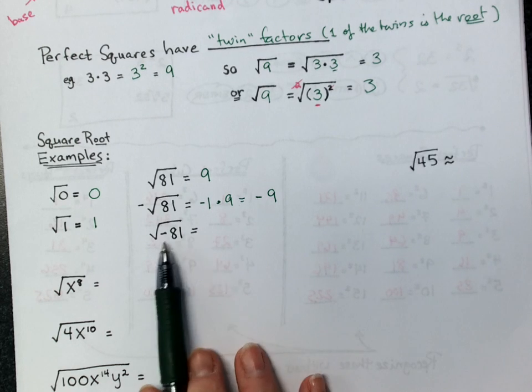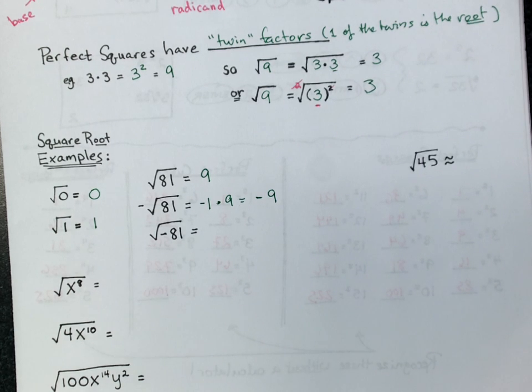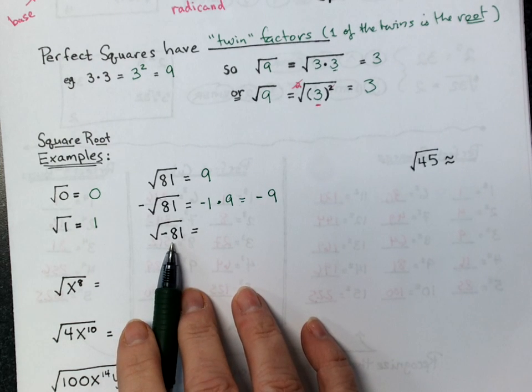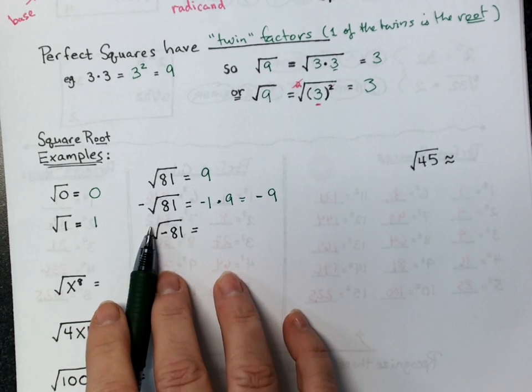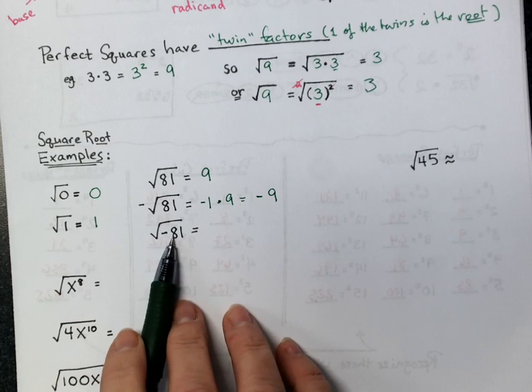So if this is a negative number, do you have twins? No. I mean there's 9 and 9, but if one's positive and one's negative, they're not twins. You cannot have a negative radicand, not when your index is a square root. We're going to see some exceptions as we move forward, but for square roots, that is not possible.